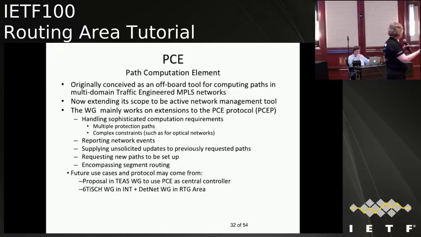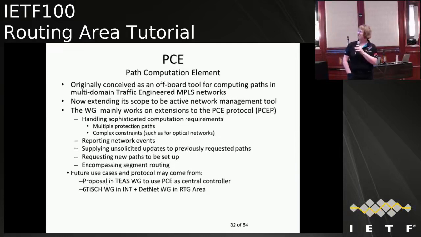If you have photonics and you have thousands of photonic paths, perhaps you want to pick 3 or 4 to light up. And you suddenly discover you have more traffic, so you light up a few more. This PCE can help you do some of the calculations. It will report network events, it will supply updates, and it will have new path setups. It encompasses some of the segment routing, and its future cases are coming from the TEAS working group and sometimes from the INT, from the 6TiSCH and the DetNet.